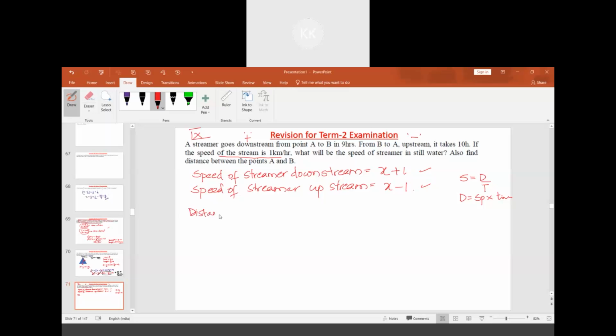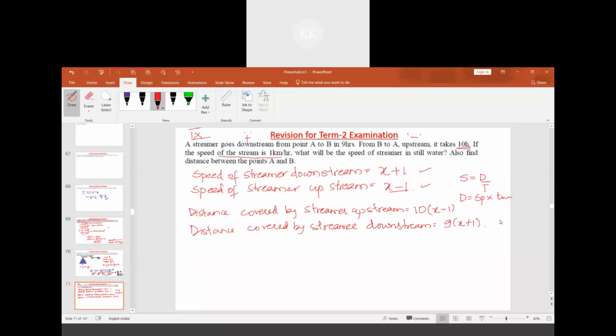Distance covered by the streamer upstream will be 10 into x minus 1. The time they have given is 10, and for upstream, x minus 1 is the speed. So 10 times x minus 1. Same way, the distance covered by the streamer downstream is 9 into x plus 1. This will be the distance.